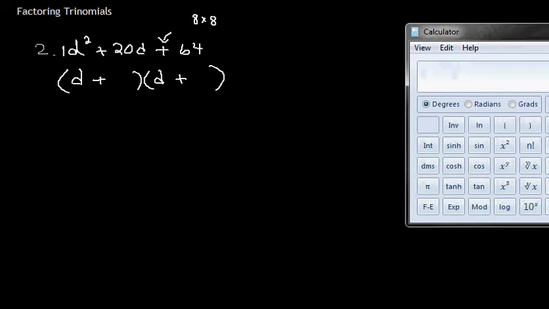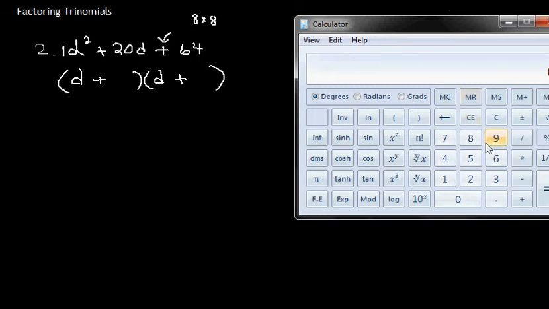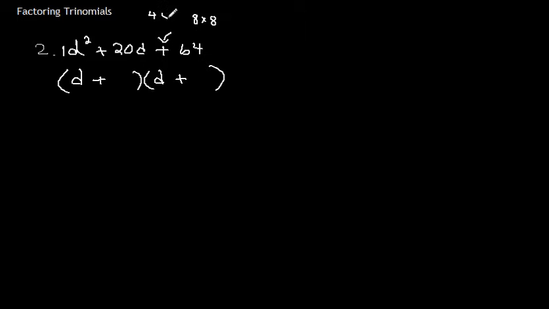You can just see it over here even. So I have 64 divided by 4, and that gives me 16. So I'm going to have 4 times 16.